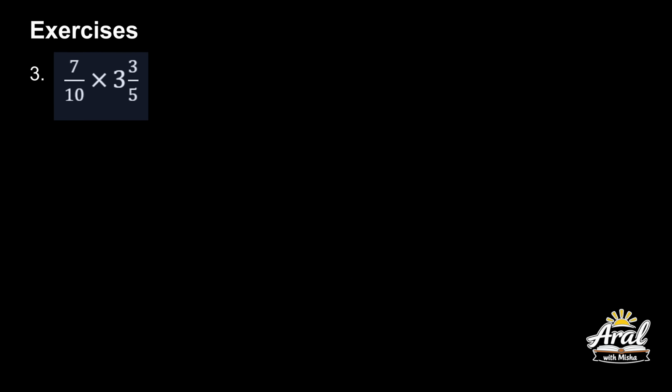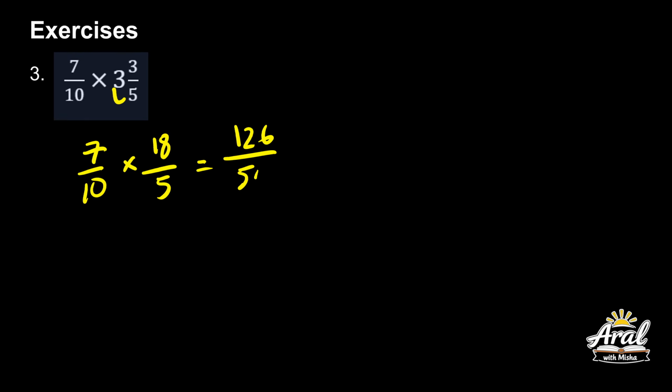Okay, 7 over 10. Fraction na siya. Proper fraction times. Gawin mong improper to. 5 times 3, 15 plus 3, 18 over 5. So, multiply. 18 times 7, 18 multiplied by 7, that's 126. 10 times 5, that's 50. So, divide mo lang yan. 126 divided by 50.